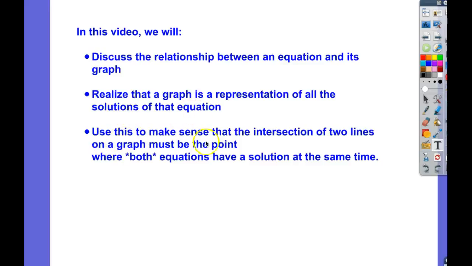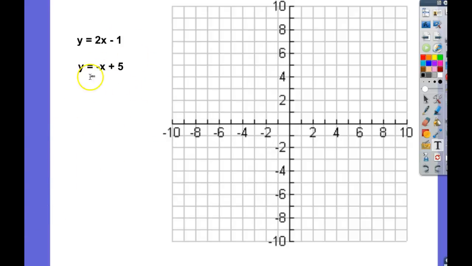We will use this to make sense of the fact that the intersection of the two lines on the graph must be the point where both equations have a solution at the same time. So let's look at that. Here we have two equations. Well, what does an equation mean and how does it relate to its graph?